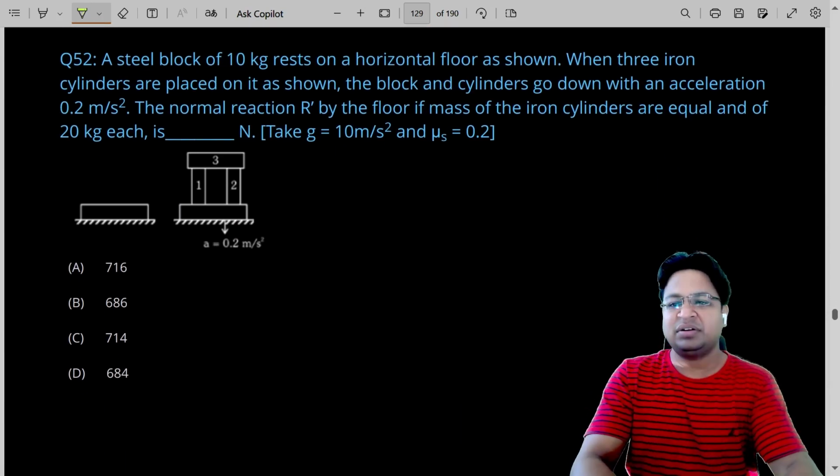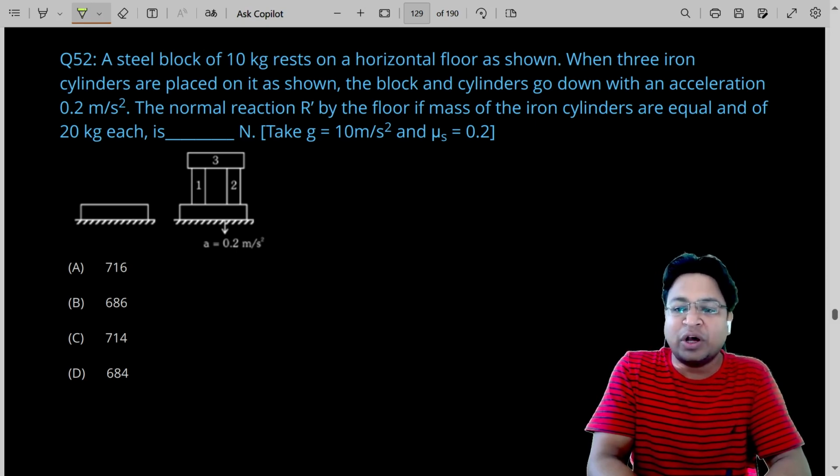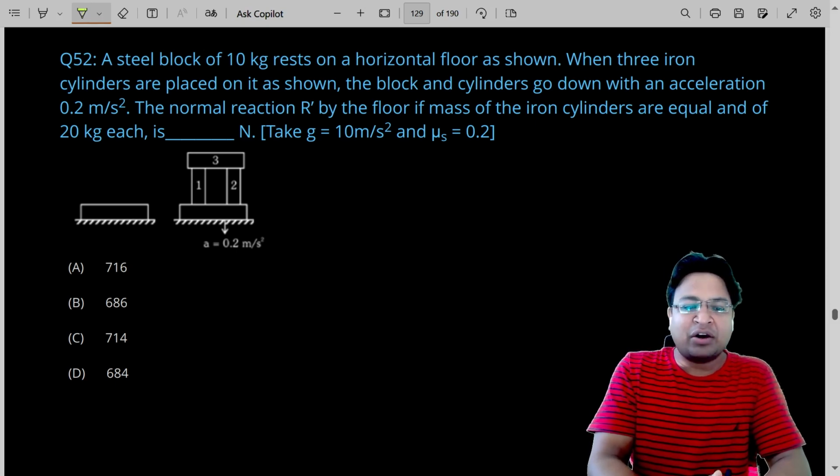And now we move to the second question. It says a steel block of 10 kg rests on a horizontal floor as shown. When three iron cylinders are placed on it as shown, the block and the cylinders go down with an acceleration of 0.2 meter per second square. The normal reaction by the floor if the mass of the iron cylinders are equal and of 20 kg each.